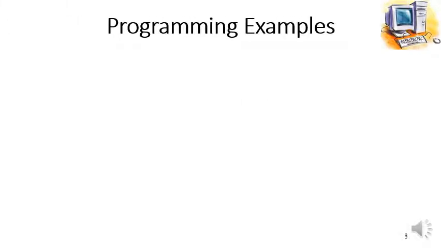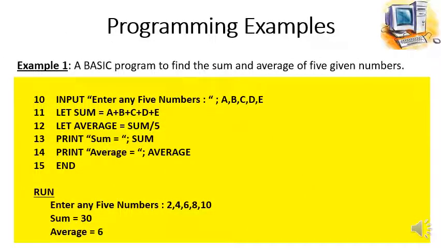The first example is a basic program to find the sum and average of 5 given numbers. We are provided with 5 numbers, and we have to find out the sum and average of these given 5 numbers. For this purpose we are going to write a program. First of all, we will write an input statement to input these 5 different values at runtime.